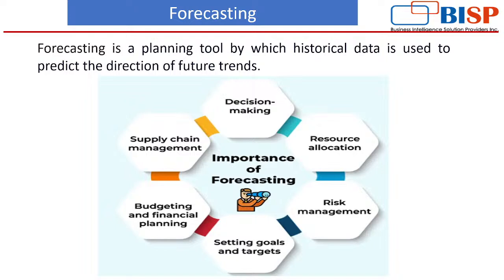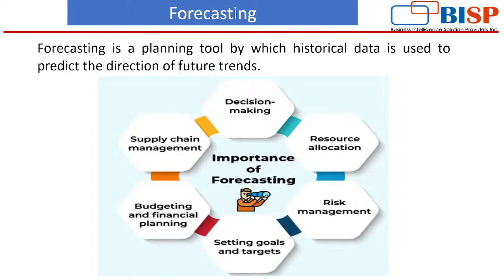And lastly is the supply chain management. So in the context of supply chain management, forecasting is essential for maintaining the right balance between supply and demand. Accurate demand forecasts would enable businesses to optimize inventory levels and minimize holding costs, ultimately improving customer satisfaction and the efficiency of the supply chain.